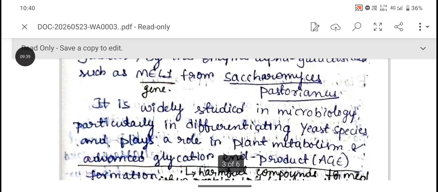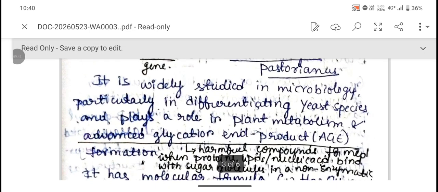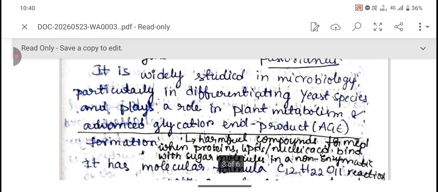So it is widely studied in microbiology, particularly in differentiating yeast species, and plays a role in plant metabolism and advanced glycation end products. So Melibiose is helpful in microbiological studies, particularly in differentiating yeast species. It plays an important role in plant metabolism as well as the study of advanced glycation end products.